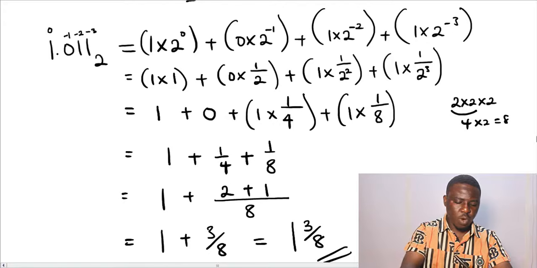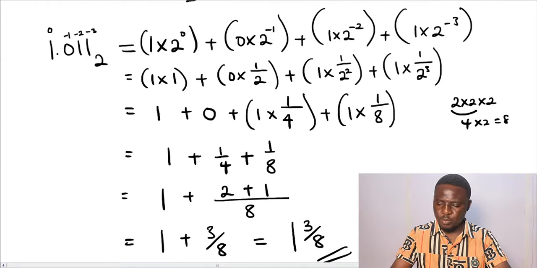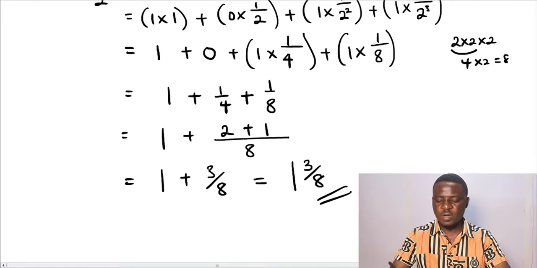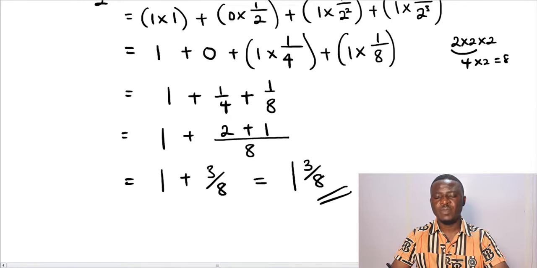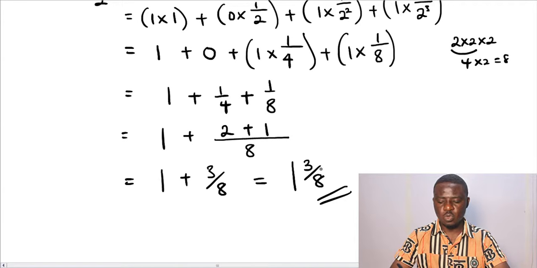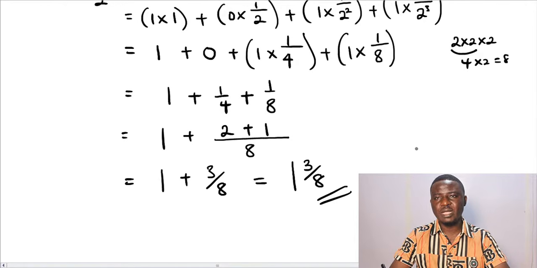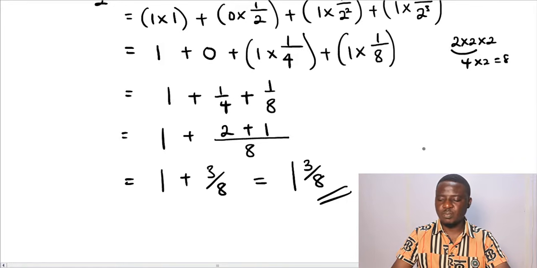So that 1.011 base 2 is said to be equivalent to one whole number 3 over 8. And when you convert this back to base 2, you simply get back your answer. Let's take another example.